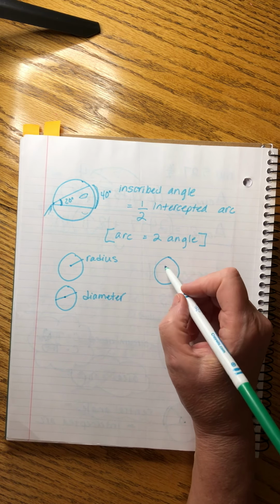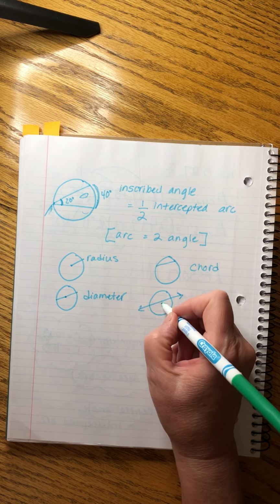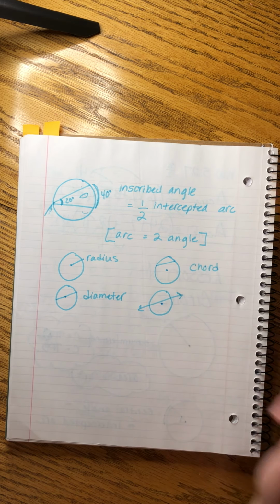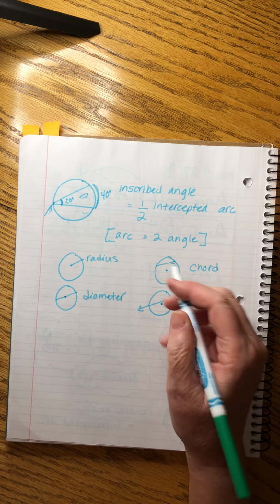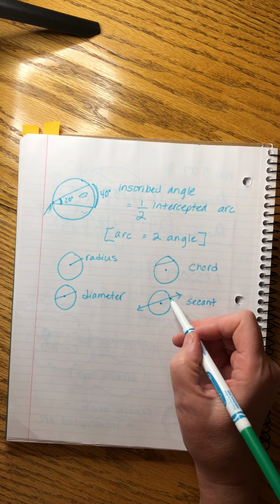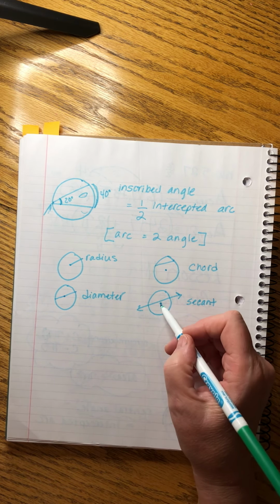We also have what's called a secant. I'm going to put the center in just so you can see that it doesn't go through. A secant is not just a segment, but it's a full line that crosses through the circle, not at the center, and extends on beyond.